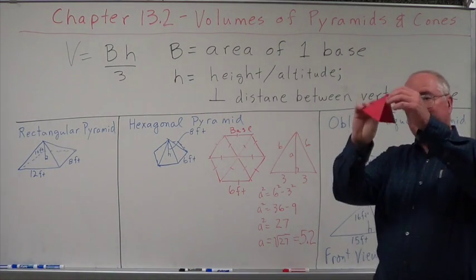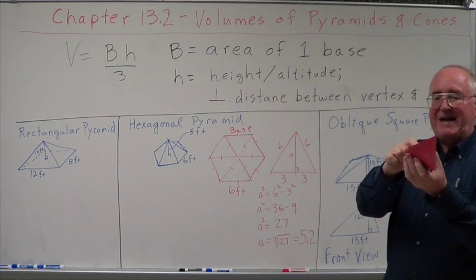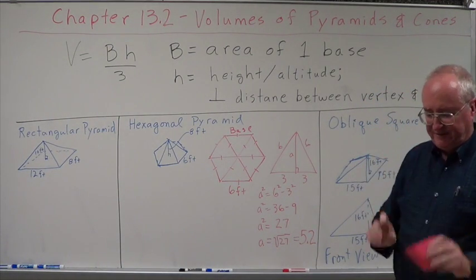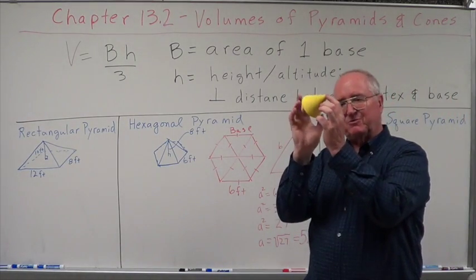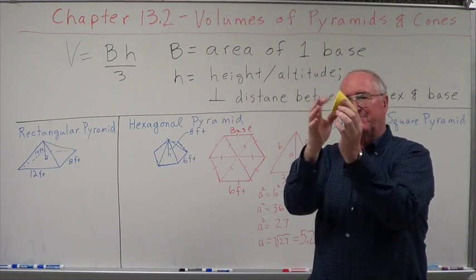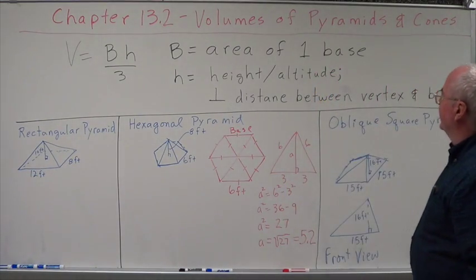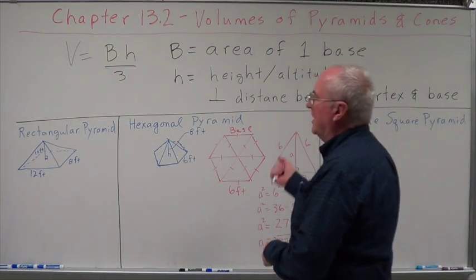Remember, perpendicular distance between the vertex of the pyramid and the base. Perpendicular distance, however we need to measure that. And for a cone, the perpendicular distance between the vertex and the base. This being the vertex, this being the base. Okay? Now, these are fairly simple, so we're going to go right directly into doing some problems.